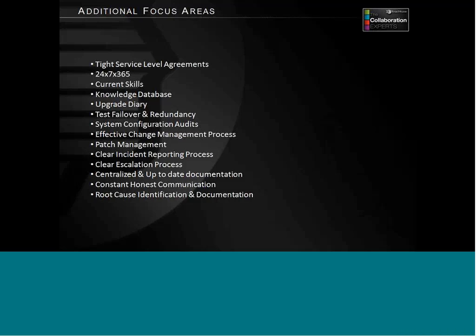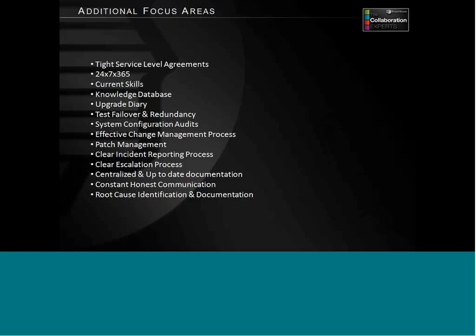So current skills should be really high on the agenda in terms of your planning, making sure that whether you do it yourselves or someone else is doing it for you, that they give you the commitments to having the right resource, dealing with the right issue at the right time to ensure that it gets fixed, and ensure that the people dealing with it understand the technology that they're dealing with.